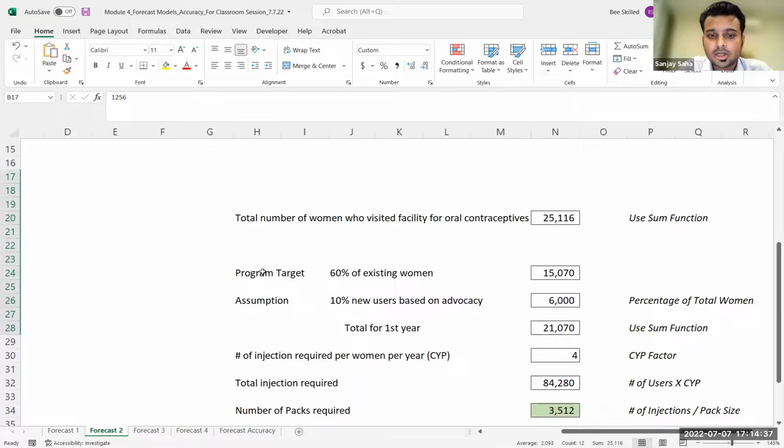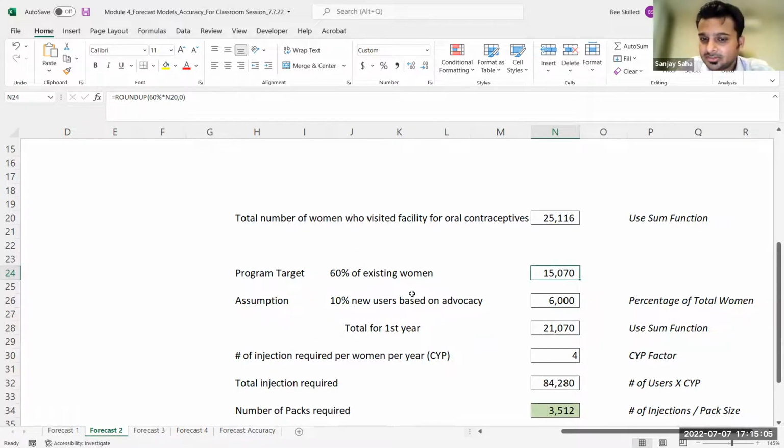Then we figure out what our program target is. Our target is 60% of existing women. So existing women is 25,116, based on the services data of the past 12 months. 60% of this is 15,070. Okay, so 60% of this data is 15,070.